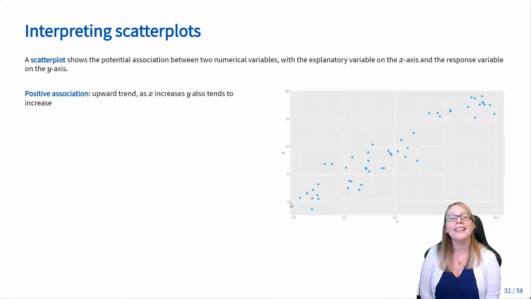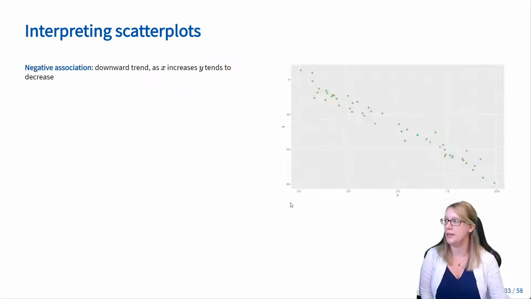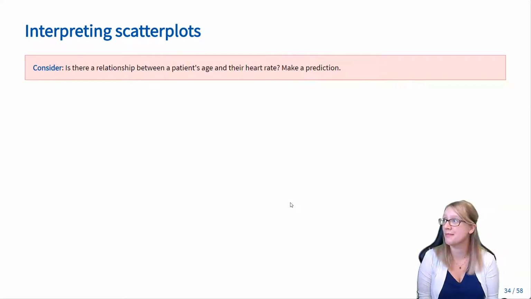When we're looking at these scatter plots, here are the things we might want to look for. We might say that two variables have a positive association if there's an upward trend. So as x is increasing, y is also tending to increase. We might say that two variables have a negative association if there's a downward trend. So as x increases, y tends to decrease.